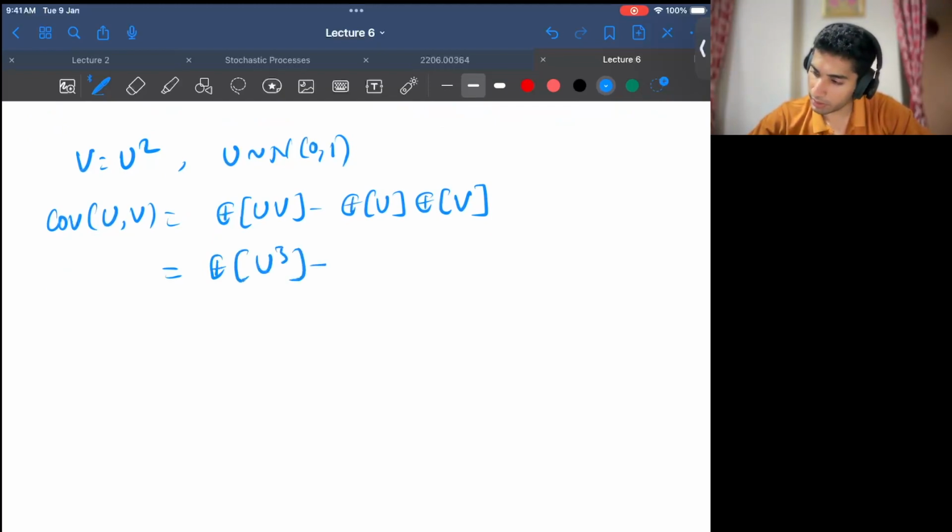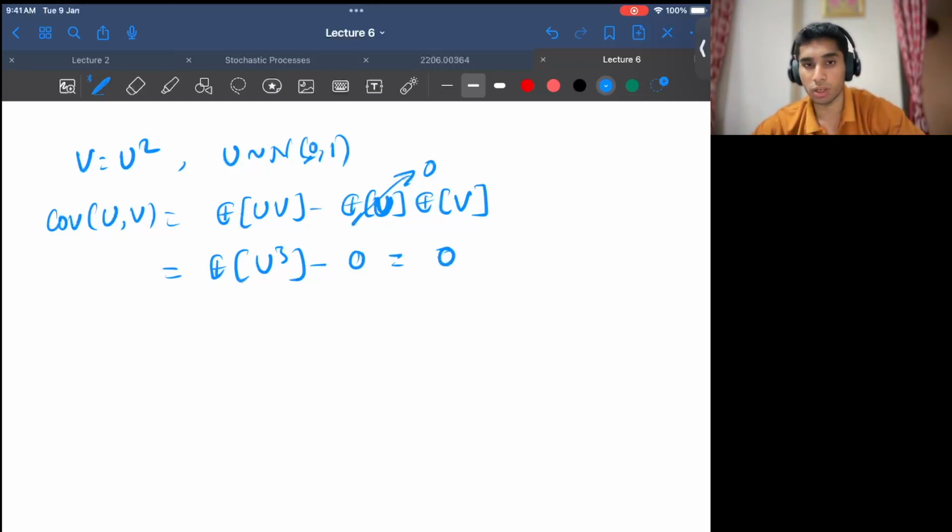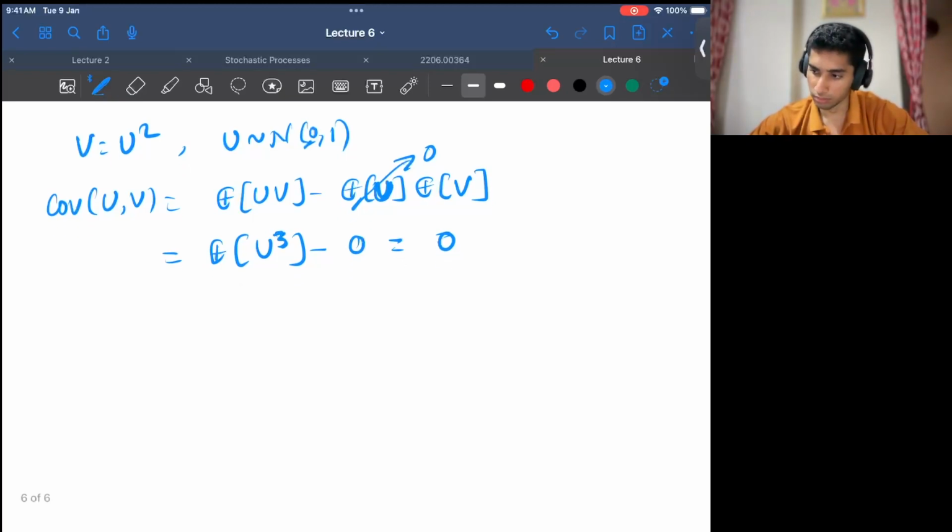U cube minus, we know that expected value of u, since the mean is 0, is equal to 0. So this will just become 0. And expected value of u cube, because the odd moments of standard normal are always 0, will be just 0. This is the property of standard normal, that all the odd moments are equal to 0. So u cube is an odd moment, so that is equal to 0. This implies that rho of u comma v will also be equal to 0.